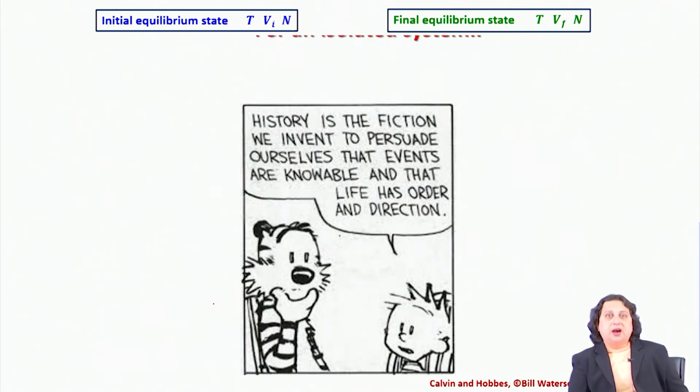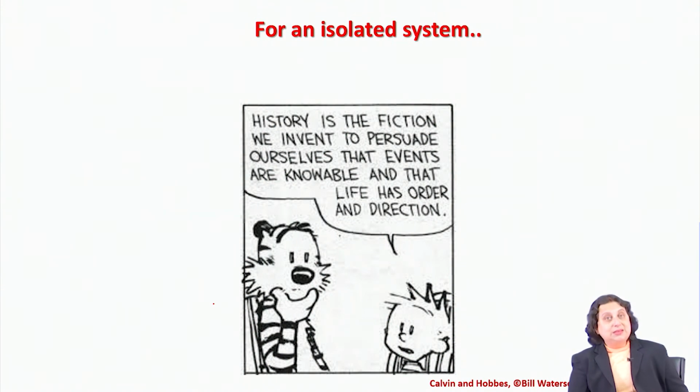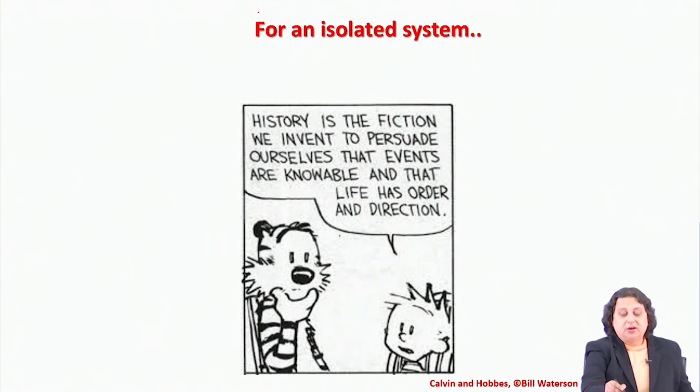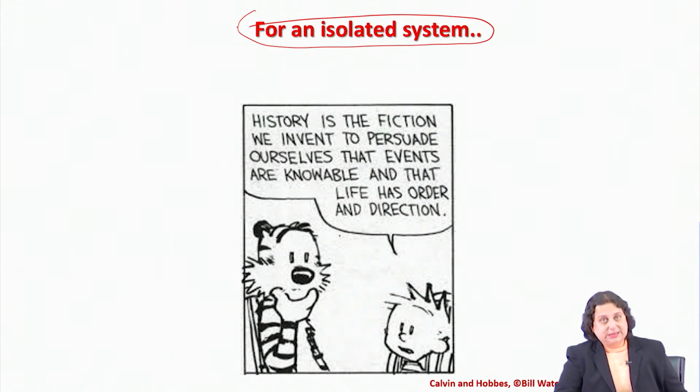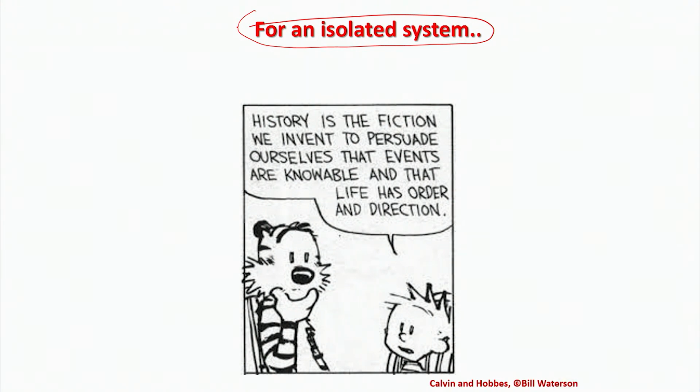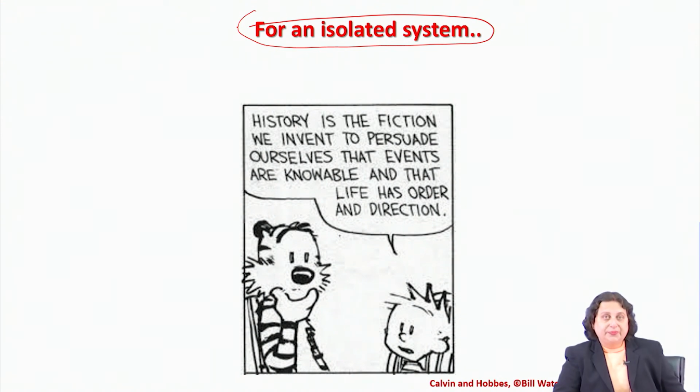So now that we understood this, please remember that the condition of spontaneity and equilibrium we have discussed is for an isolated system in terms of entropy. Little boy Calvin was doing his history homework, and this is something that he came up with. He says, history is the fiction we invent to persuade ourselves that events are knowable and that life has order and direction.